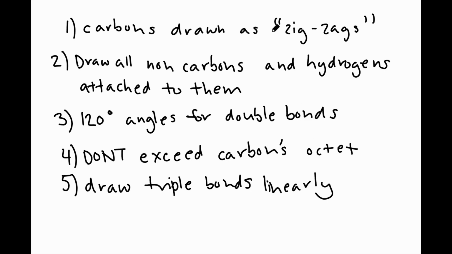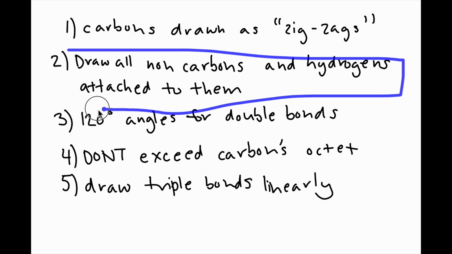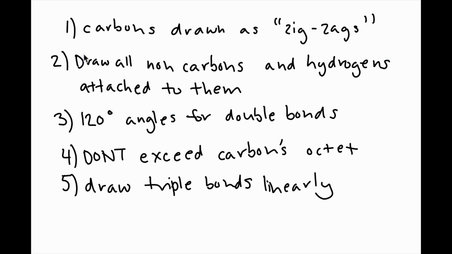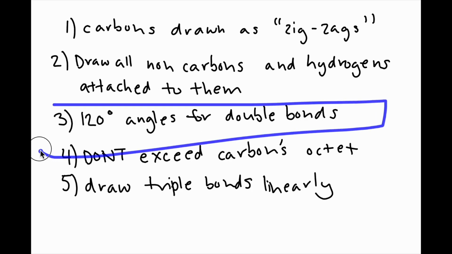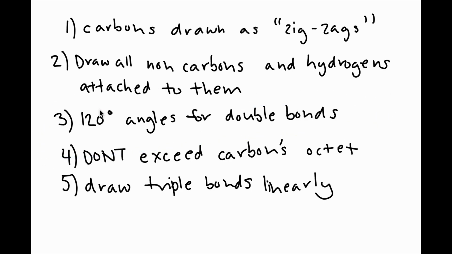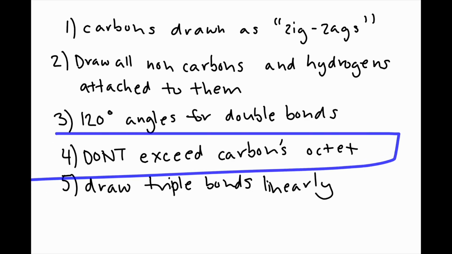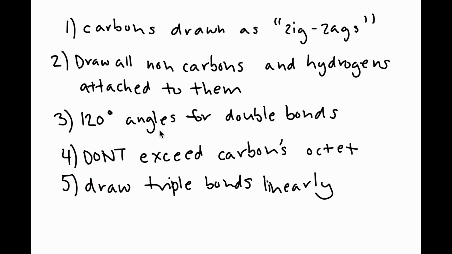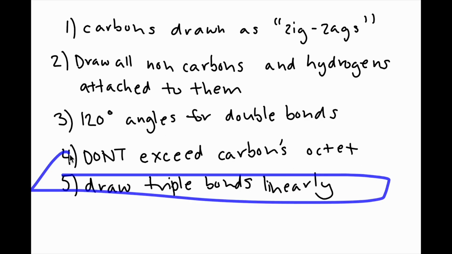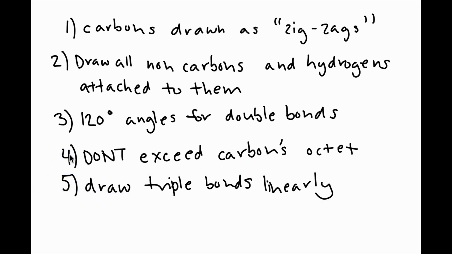Okay, so let's go ahead and summarize all the different rules we learned. So first, carbons should be drawn as zigzags. Second, draw all non-carbons and hydrogens attached to them in your bond line drawing. Third, make sure you have 120-degree angles for double bonds. 4, don't exceed carbon's octet. You never want to see 5 bonds on a carbon. And 5, draw your triple bonds linearly.